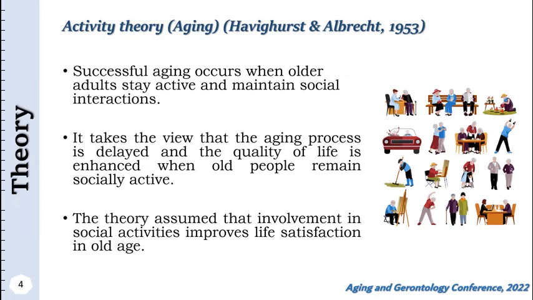For this study, I have considered the activity theory of aging as the basis for this empirical study. This theory says that successful aging occurs when older adults stay active and maintain their social interaction. It takes the view that the aging process is delayed and quality of life is enhanced when older people remain socially active. This theory also hypothesizes that involvement in social activities improves older adults' life satisfaction.